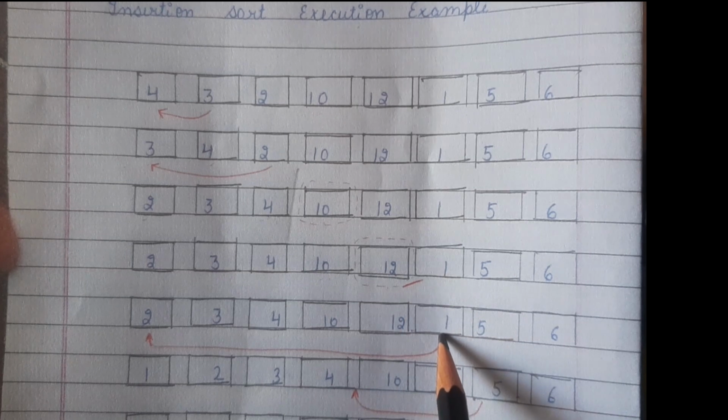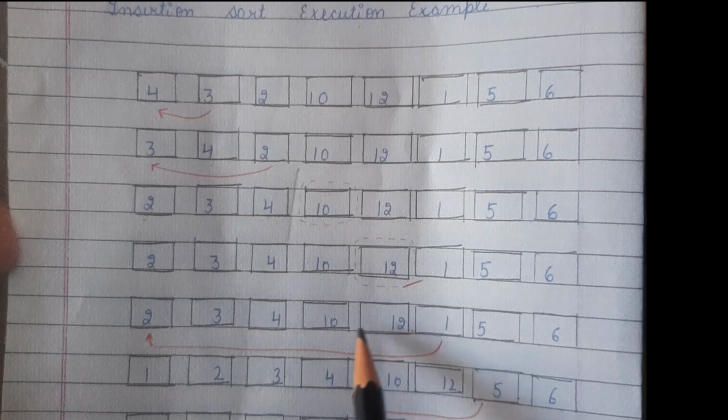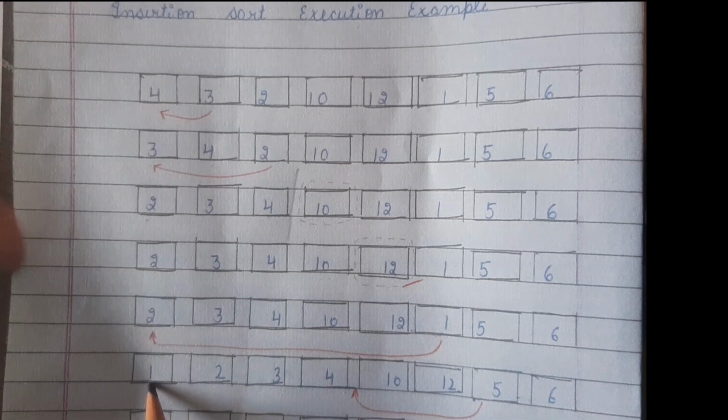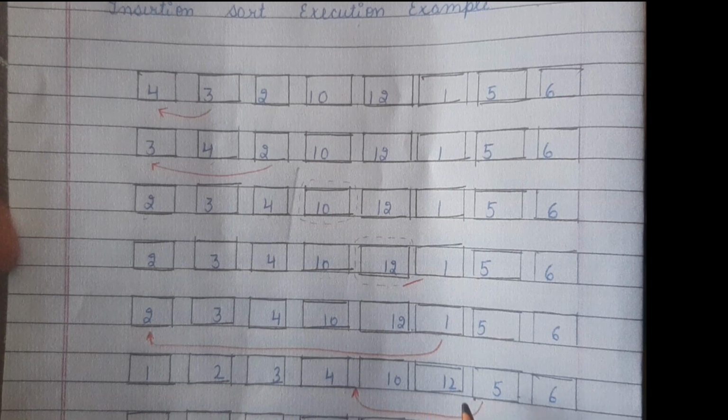After this, now 1 is compared with 12, 10, 4, 3, 2, that is, 1 is compared with all the previous elements. So after comparing, 1 is placed at the correct position and the rest of the elements stay as they are.